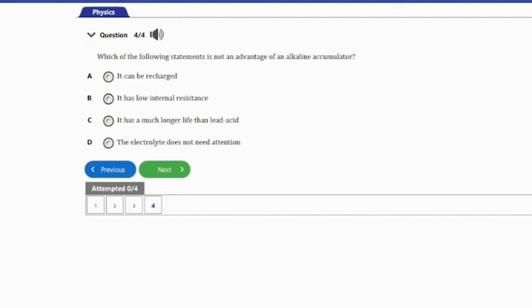It says, which of the following statements is not an advantage of an alkaline accumulator? We have A, it can be recharged. B, it has low internal resistance. C, it has a much longer life than lead acid. D, the electrolyte does not need attention. So guys, the answer to this question is option C here. So that's it for this question, and this is where we'll end this video for today.